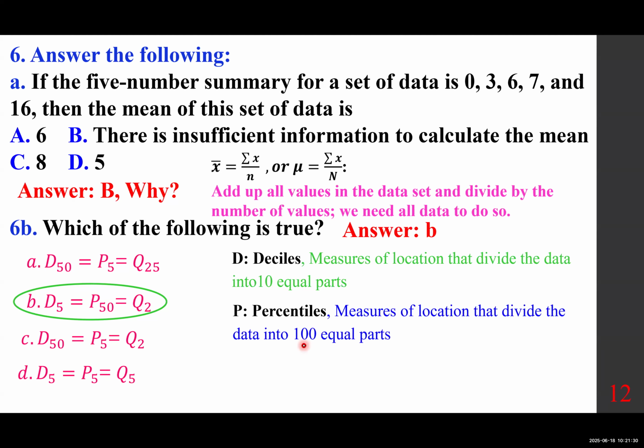So P. What about Q or quartile? Measures of location that divide the data into 4 equal parts. So D5, P50, or Q2, they mean the same thing according to the definition that was just mentioned.